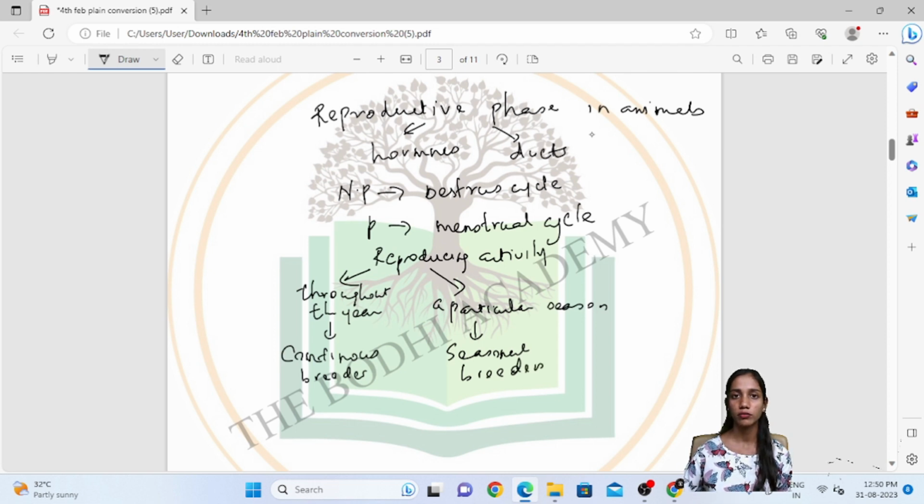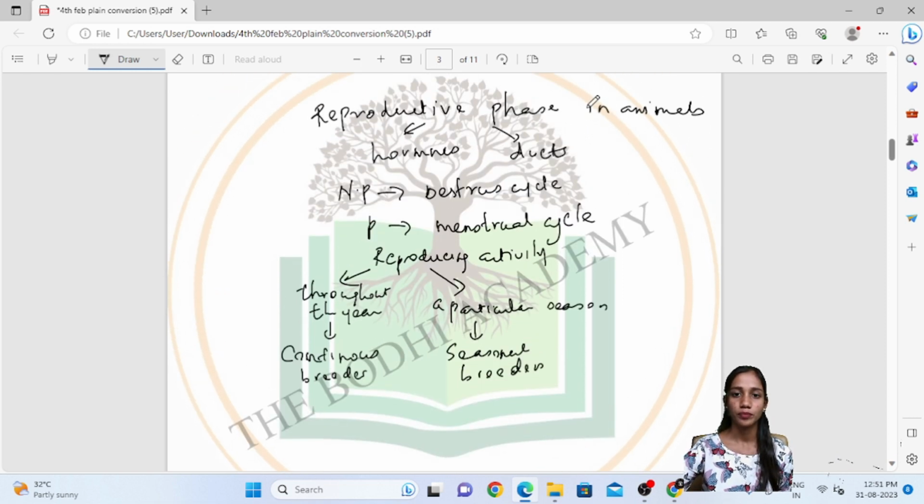So continuous breeders can breed during the entire year, and seasonal breeders can breed only in that particular season.